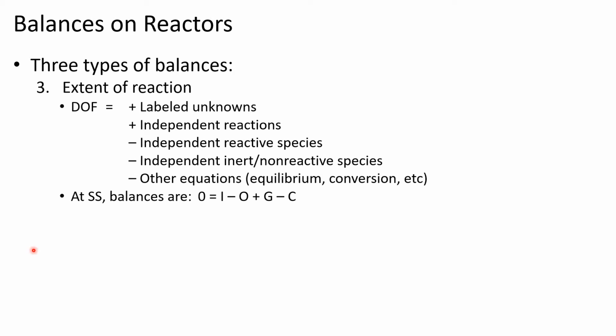The third type of balance that we'll use for chemical reactors is one that is based upon extent of reaction. And we do a degree of freedom analysis for balances using extent of reaction. We'll sum the labeled unknowns and the independent reactions, and then subtract the number of independent reactive species, as well as the independent inert or non-reactive species that are in the process. We'll also subtract other equations, such as an equilibrium specification or a conversion relationship or some other equation that we might be given. And at steady state, our balances will be of the form, as with the previous ones, that 0 is equal to N in minus out plus generation minus consumption.